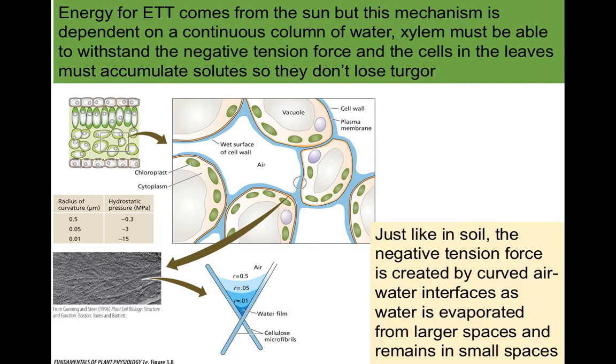And also these mesophyll cells have to maintain turgor even though they have this extremely high tension force. So that means they're going to have to be constantly accumulating solutes to maintain turgor pressure when exposed to these really, really low pressure potentials.